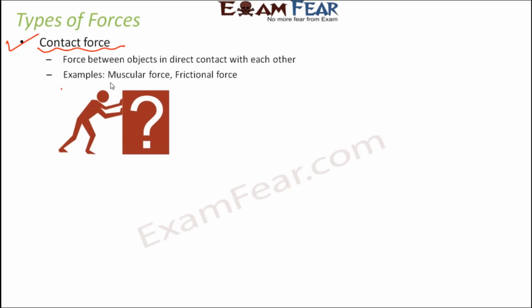So here if you see, who is applying the force? This person. Where is he applying the force? On this object. So if you see here, the hands of the person are in direct contact with this object. So that means there is a direct contact. So this is an example of contact force. Now what type of force is being applied? The person is applying a force, but the force is being applied by which part of his body? It is being applied by his muscles. So this is a muscular force. So here you can see the muscular force is a contact force, because here every time the person will be in contact with the object.